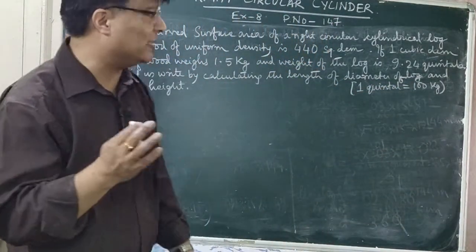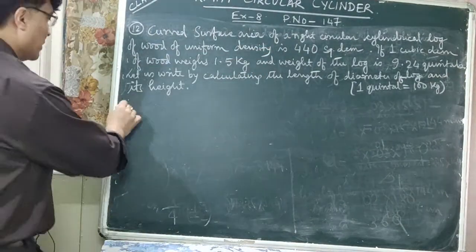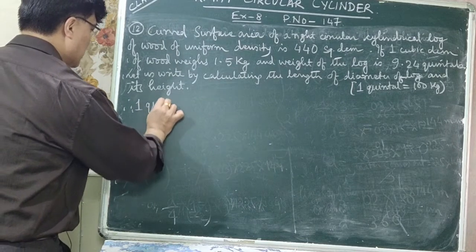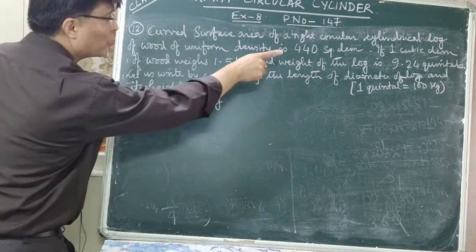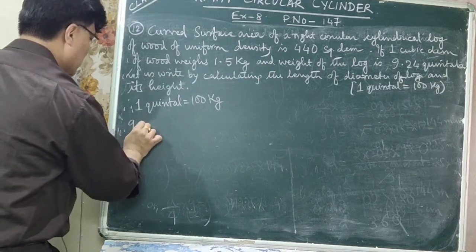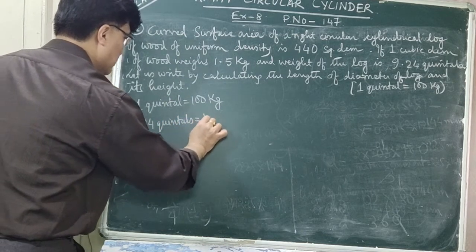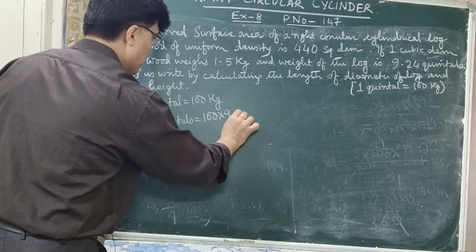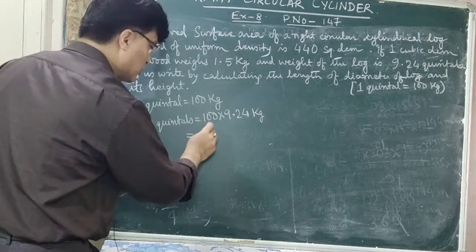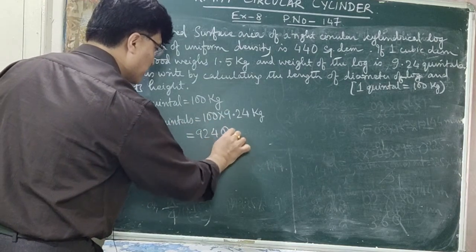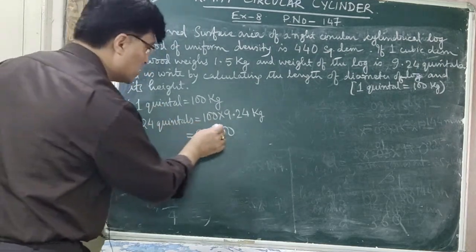And you know that 1 quintal is equal to 100 kg. Okay, so let us convert that 9.24 quintals into kilogram. So therefore 1 quintal is equal to 100 kg. How many quintals are given here? 9.24 quintals is equal to 100 multiplied by 9.24 kg. So now let us multiply them. 100 into 924 is 92400. So after decimal point there are two figures, so you have to write down decimal point before two figures, right?